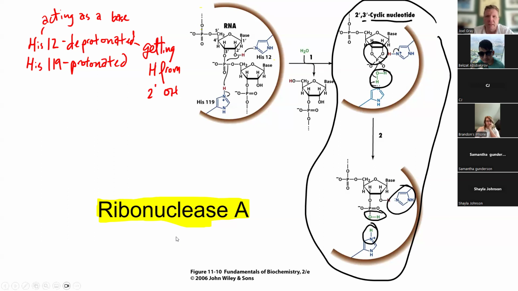Now, the point of this is that we're trying to break this phosphodiester linkage. We're going to use two histidines, one acting as an acid, one acting as a base, and water. We're going to break that phosphodiester linkage, and we're going to release an RNA molecule that's a little bit shorter. Now, does anyone have any questions about this figure right here in this mechanism?